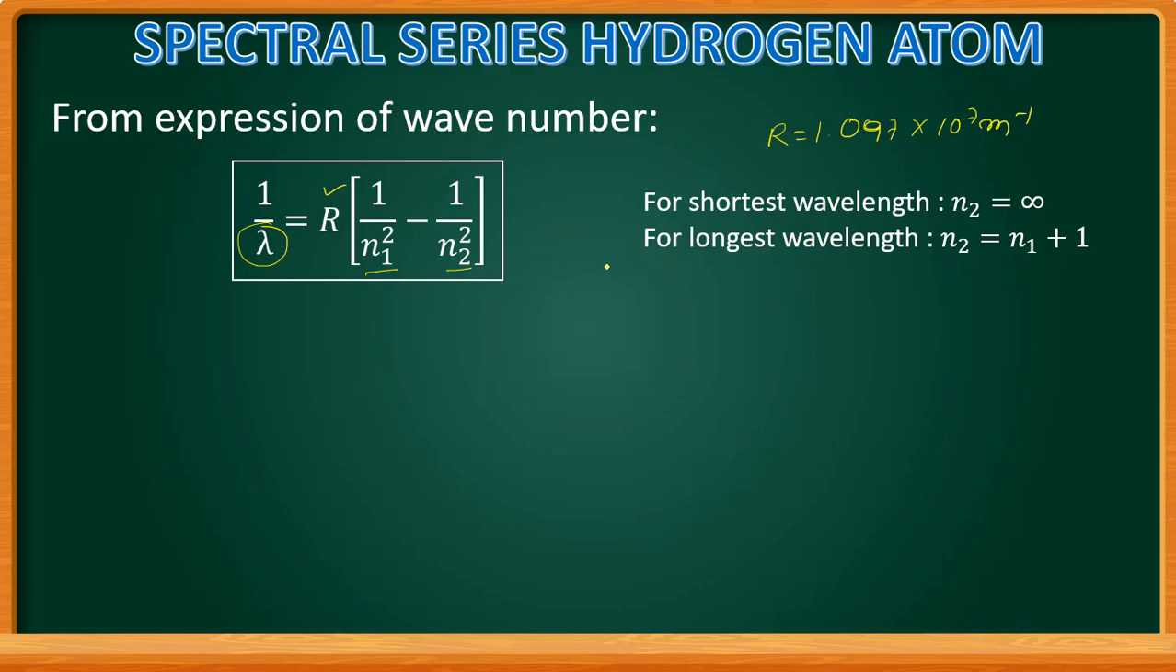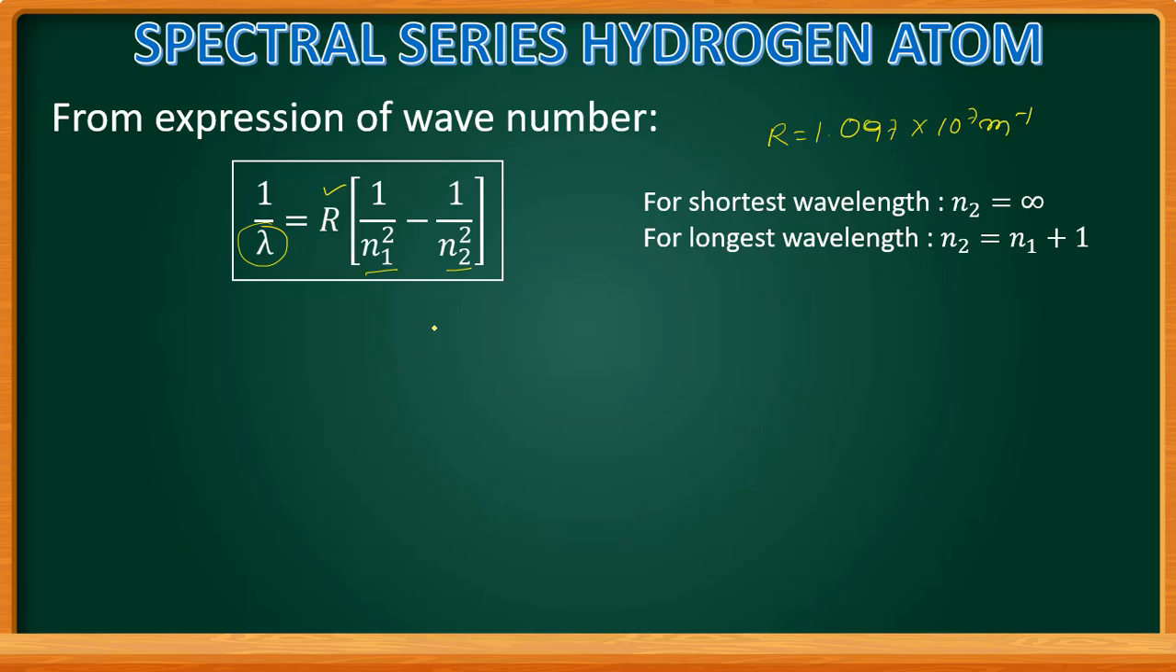Just remember a few things. If you have to calculate the shortest wavelength, then we have to put n2 equal to infinity, and for the longest wavelength we have to put n2 equal to n1 plus 1. We have fixed n1 values for different series, and then only we have to change the n2 value. After that we start the spectral series.